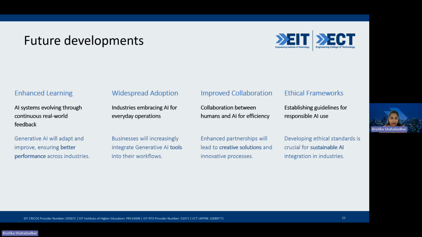So, looking ahead, the future of generative AI in industrial automation is both exciting and complex. First, we're going to see enhanced learning systems that adapt faster, think models that continuously evolve from real world feedback. Imagine an AI model that refines its understanding of equipment behavior every time you run a machine, getting smarter with every cycle.